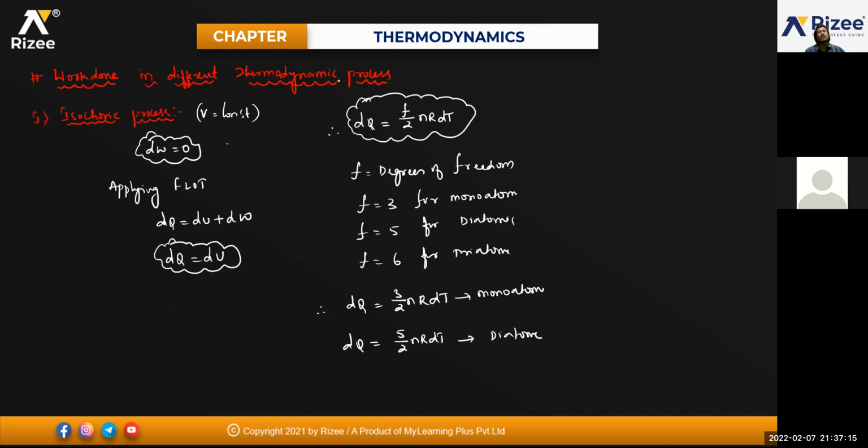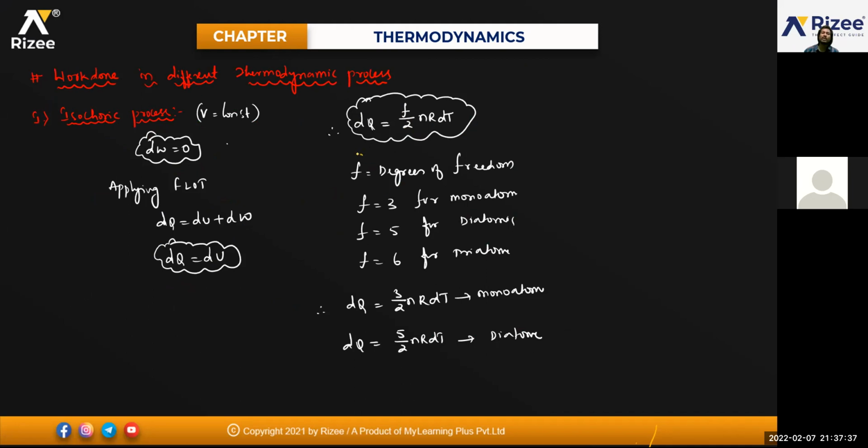Work done in different thermodynamic processes. For an isochoric process, work done will be 0. Applying the ideal gas equation, dQ is equal to dU. So dQ is equal to f by 2 nR into dT.